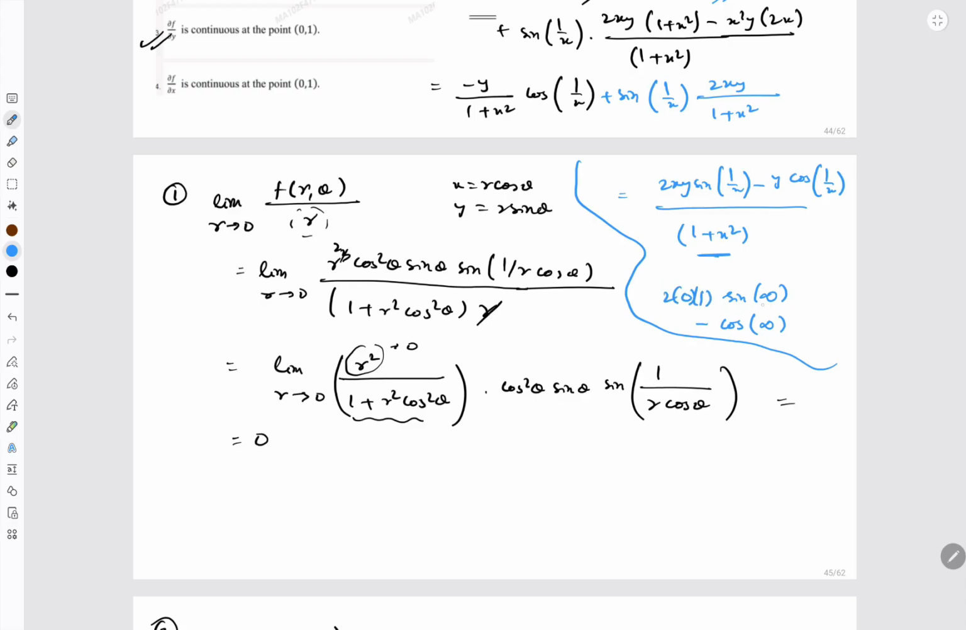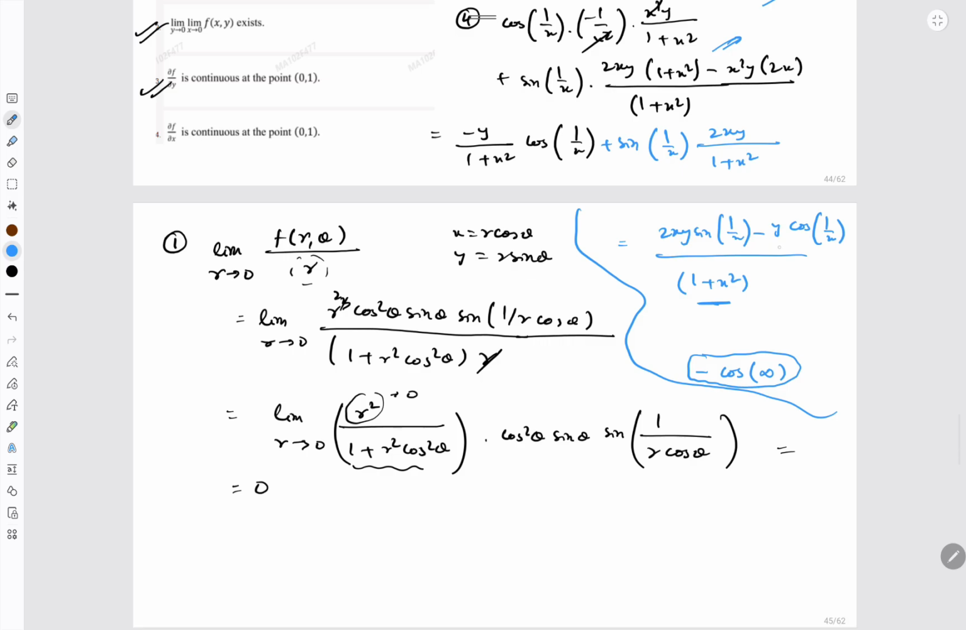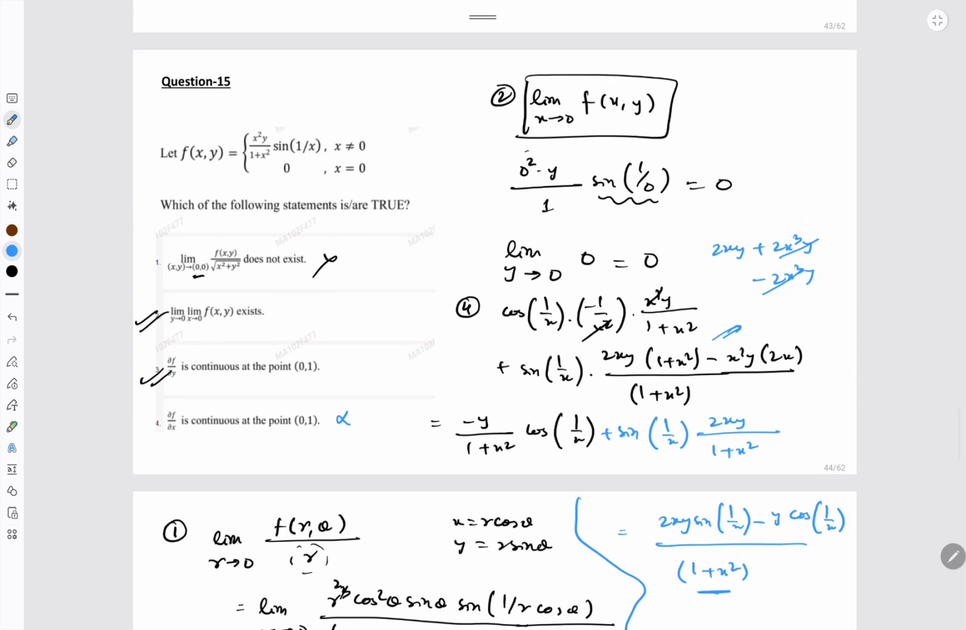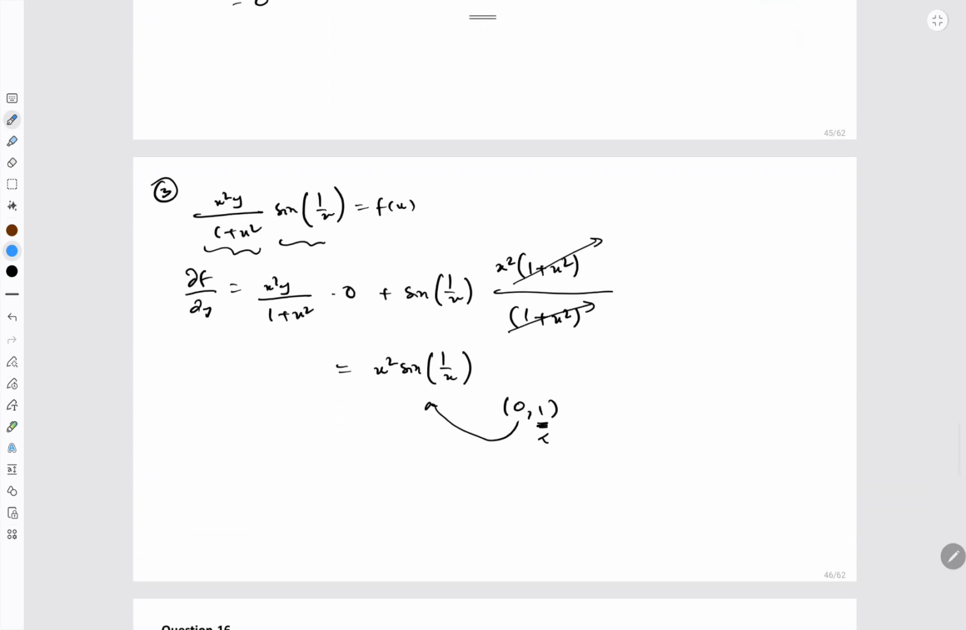Into sine infinity, which is a bounded function, right? So it is becoming 0 and it is becoming minus cos infinity, and we don't know the value of cos infinity. So that is why it is not continuous, because we do not know the value of cos infinity. It can be any value between minus 1 and 1. So this function is not continuous, that is why it will get eliminated. So that is how you solve question number 15.